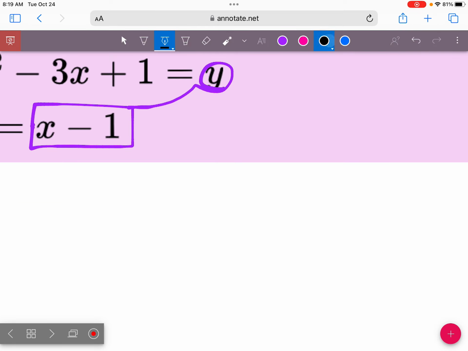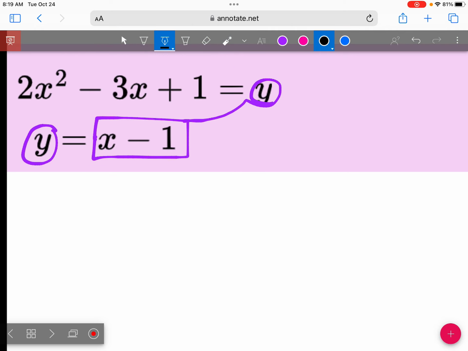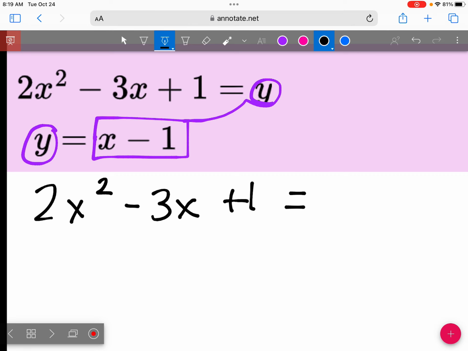So what we're going to do is take 2x squared minus 3x plus 1 equals x minus 1, and we're going to substitute that in place of the y. Now we're going to solve for x.